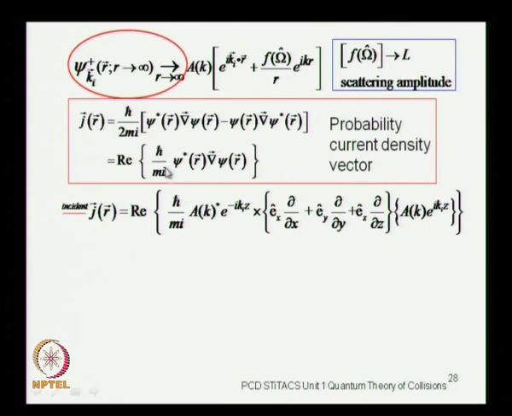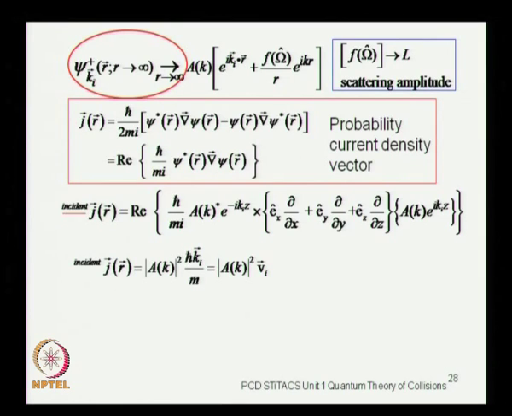So, this is the h cross over m i, then you have got the complex conjugate of this part. So, this becomes A star e to the minus i k z, okay, and then you have the gradient of the wave function. So, the gradient operator in Cartesian is this, which operates on the incident plane wave along with the energy dependent normalization. So, let us examine what is this incident current density vector corresponding just to the incident wave part. We will also study the scattered part and also the interference term.